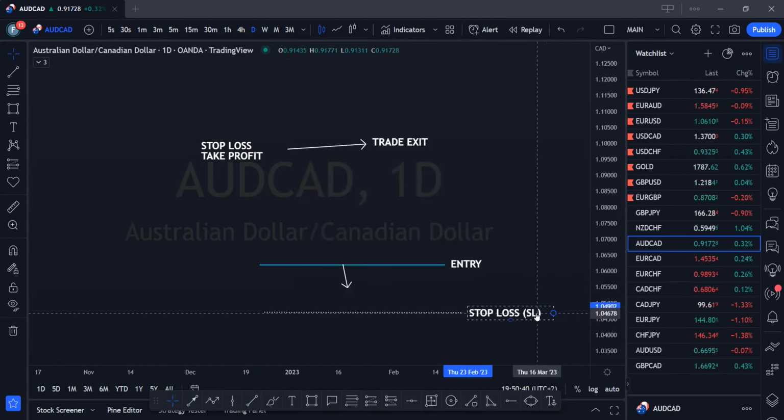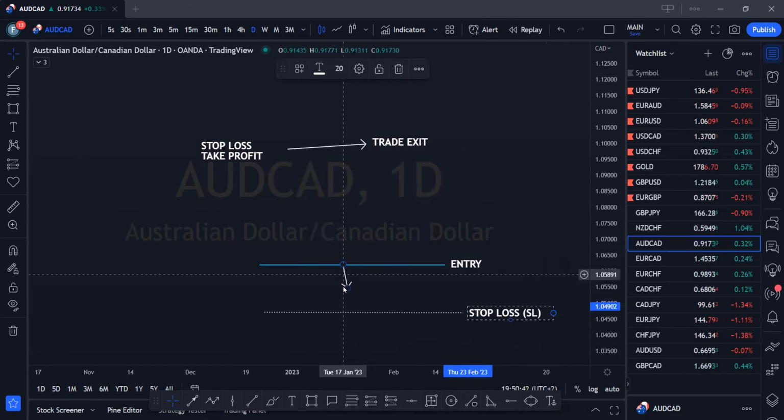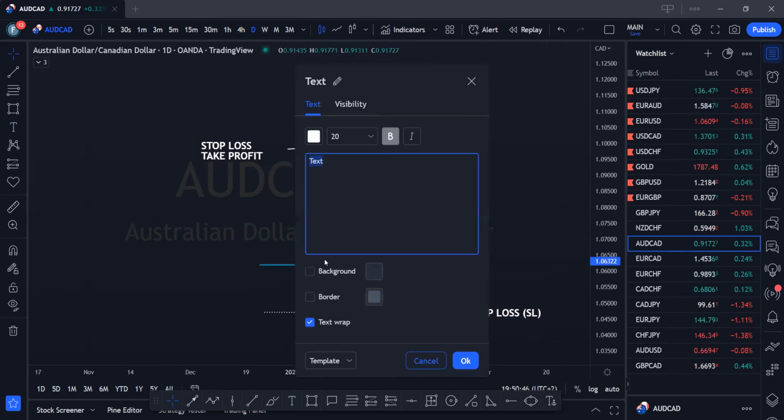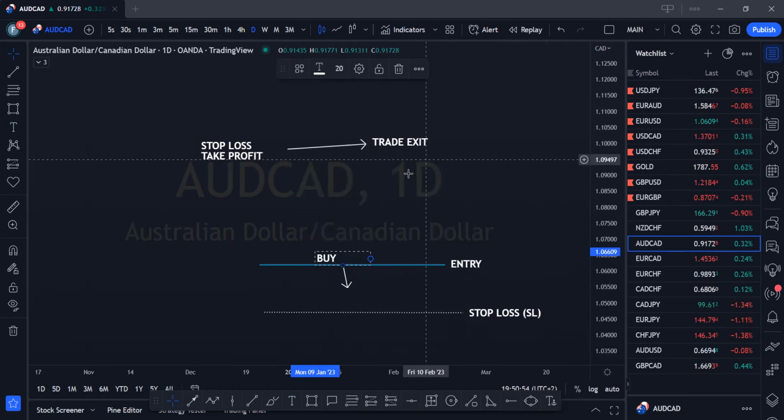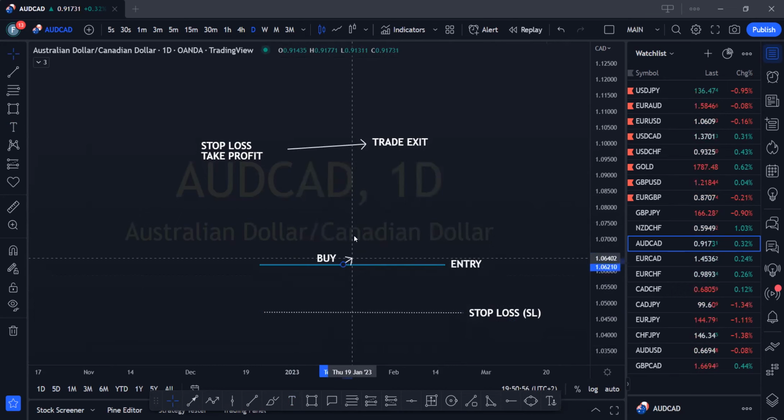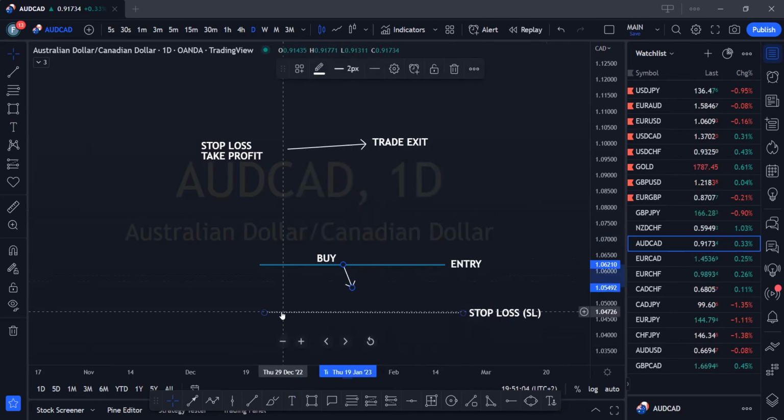So if for any reason price should go against me, I'm supposed to be in this trade for a buy. Remember, this is a buy order. And for a buy, you are anticipating that price will go up. But price is not going your direction. It's going against you. It's going down. So that you don't lose all of your account, your stop loss limits your losses. So that's why it's called stop loss.